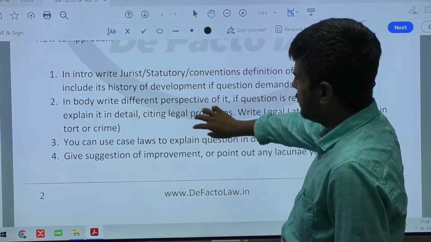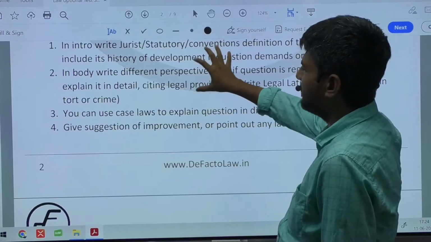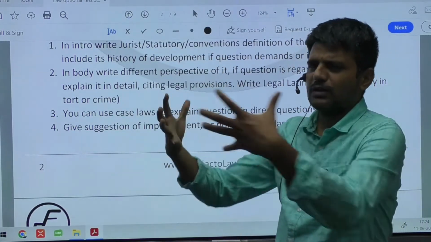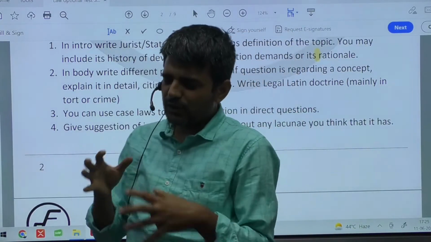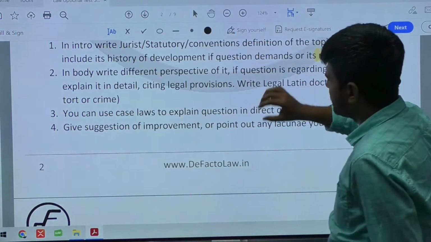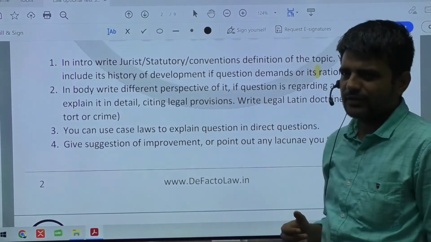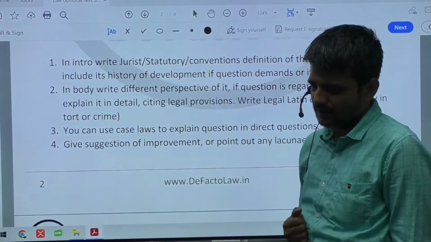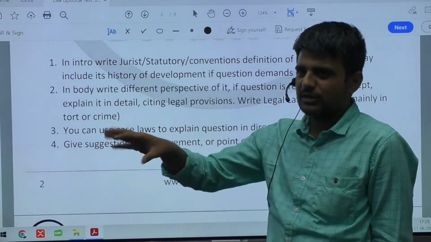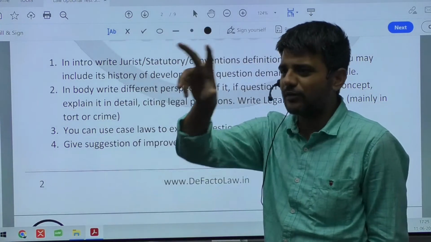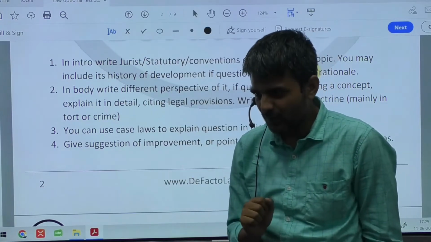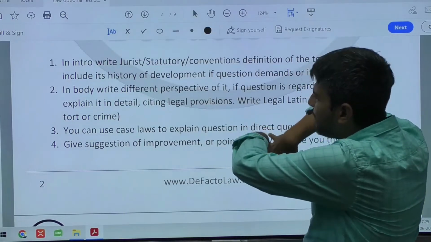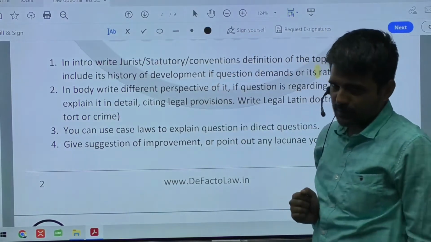Then in the body you will write the different perspectives of that particular question. Now perspective means what? That is a very broad thing, right? That will depend upon the question. So suppose for doctrine of innocent passage, the perspective would be the different sections, going into detail, or the major things with regard to the doctrine. With regard to unjust enrichment, there will be multiple doctrines attached to it, including case laws. So in the body part, you will simply expand what you have written in the introduction.